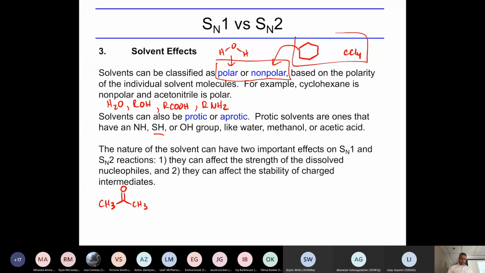Other examples of polar aprotic solvents that are common: one looks just like acetone. It's this molecule, put in the lone pairs. This is called DMSO. Dimethyl sulfoxide is the name for this. This is one you may have never heard of before. But in organic chemistry, this is a fantastic solvent. It's very good at dissolving salts and organics. It's one of the best solvents out there for dissolving a wide variety of things.